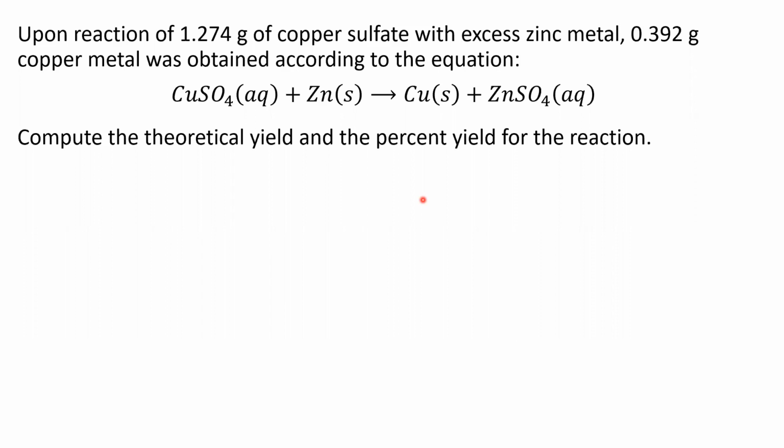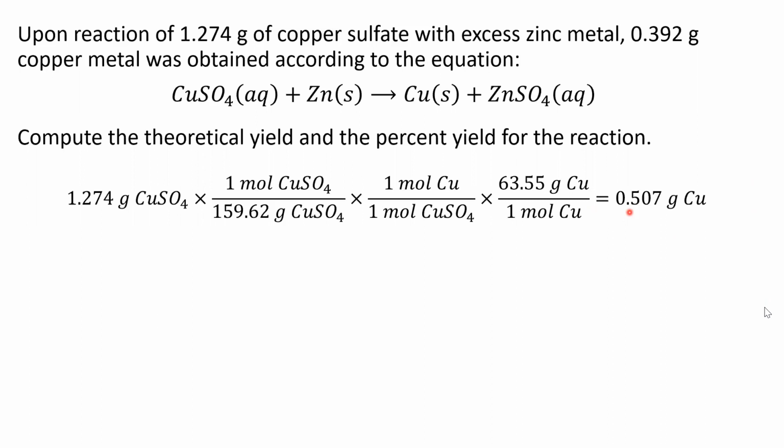And since the equation's already balanced, it's a 1-to-1 ratio. We still want to show it in our stoichiometry. Maybe the math is a slight bit easier. So convert grams of copper sulfate to moles, to your 1-to-1 ratio, to your moles to grams. So we've got 1.274 grams of copper sulfate. We're going to go from grams to moles. The balanced equation is a 1-to-1 ratio. We're going from moles to grams. So we should produce 0.507 grams of copper.